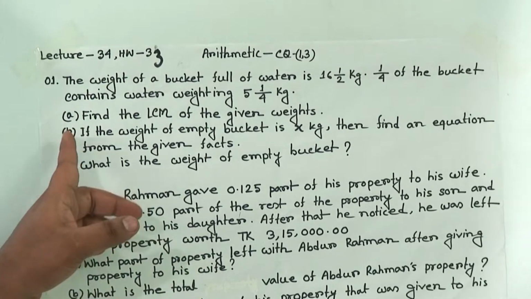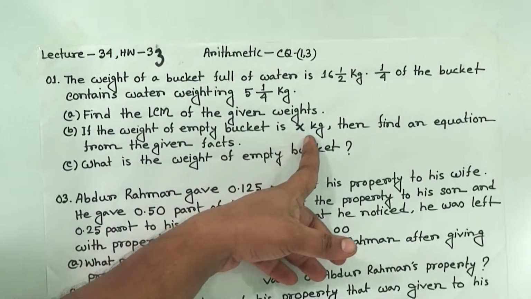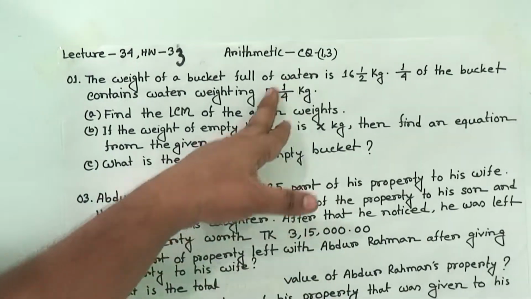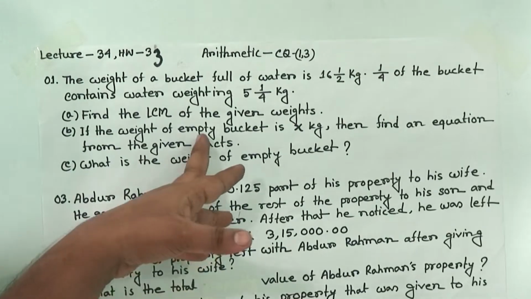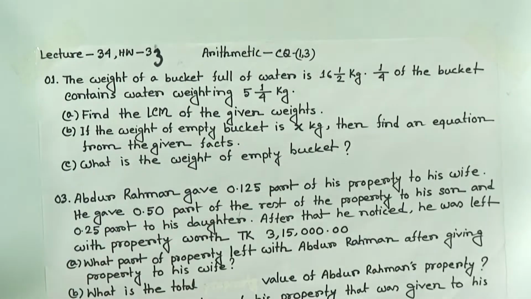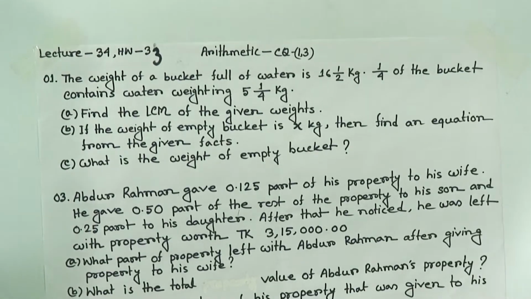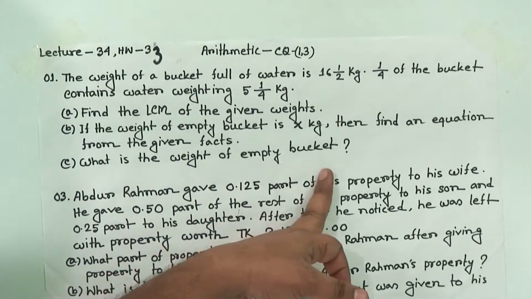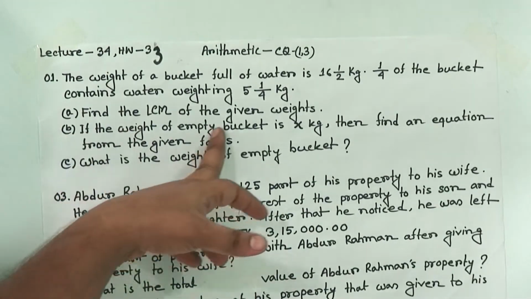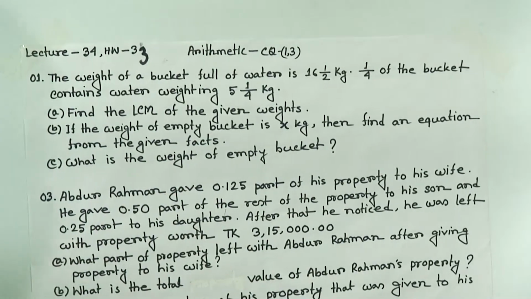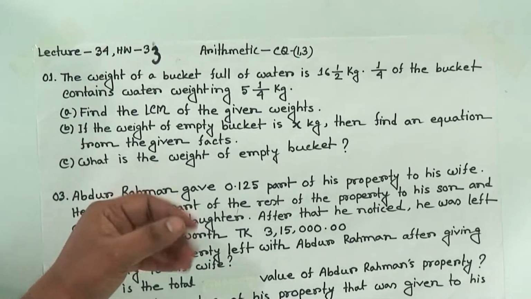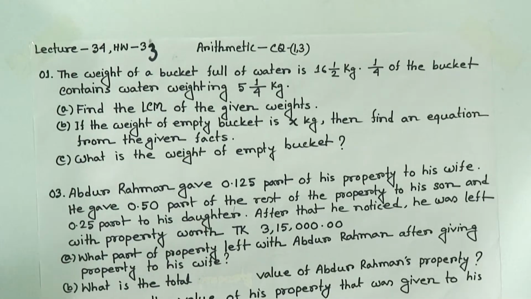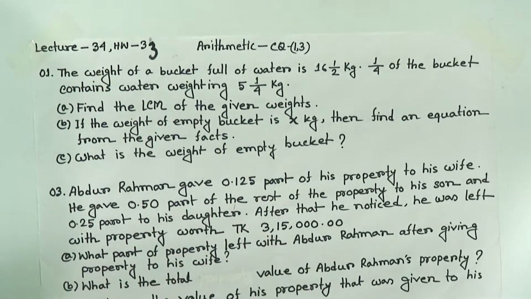Question number B, if the weight of the empty bucket is x, then find an equation from the given facts. That means by using the condition and using that the empty bucket weight is x kg, we find an equation, which is the required equation of question number B. Question number C, what is the weight of the empty bucket? From equation B, we solve that and finally we get the value of x, which is the weight of the empty bucket. I hope you have understood.